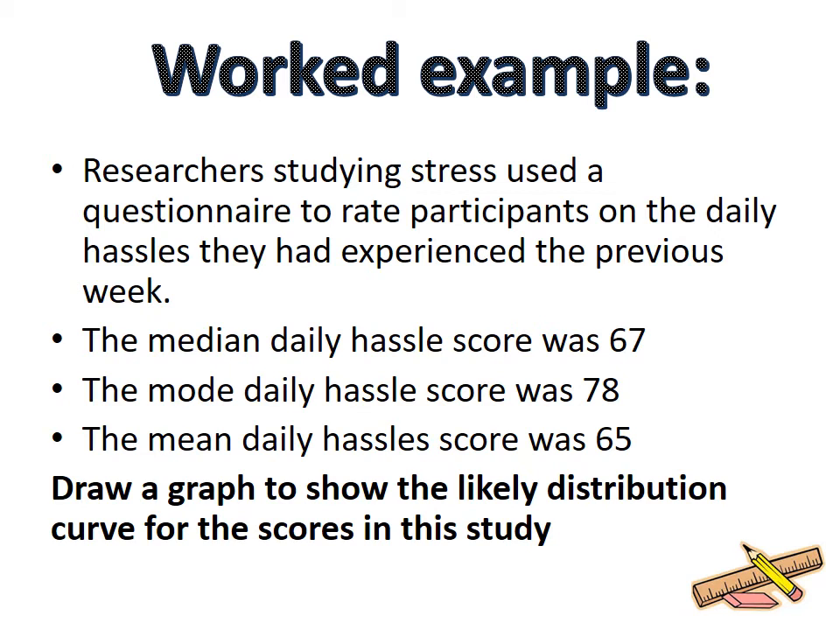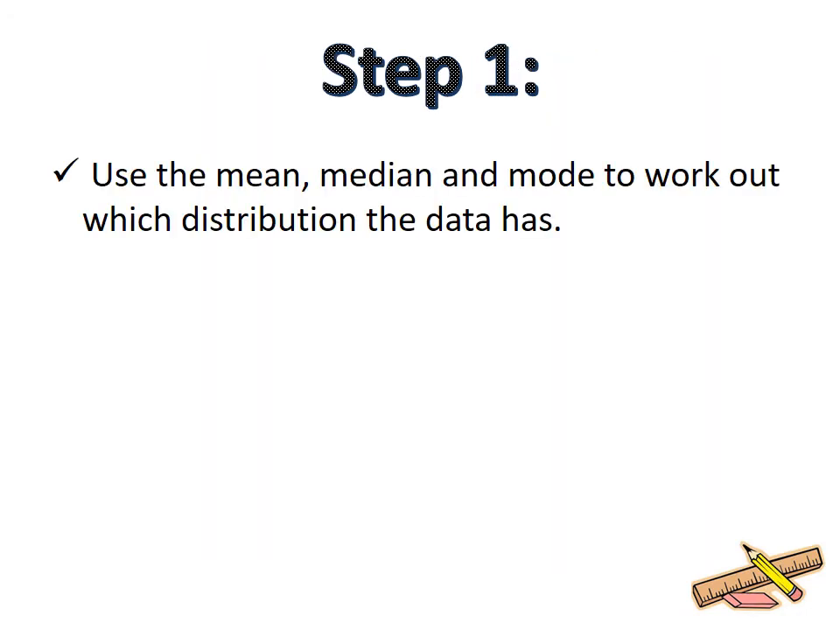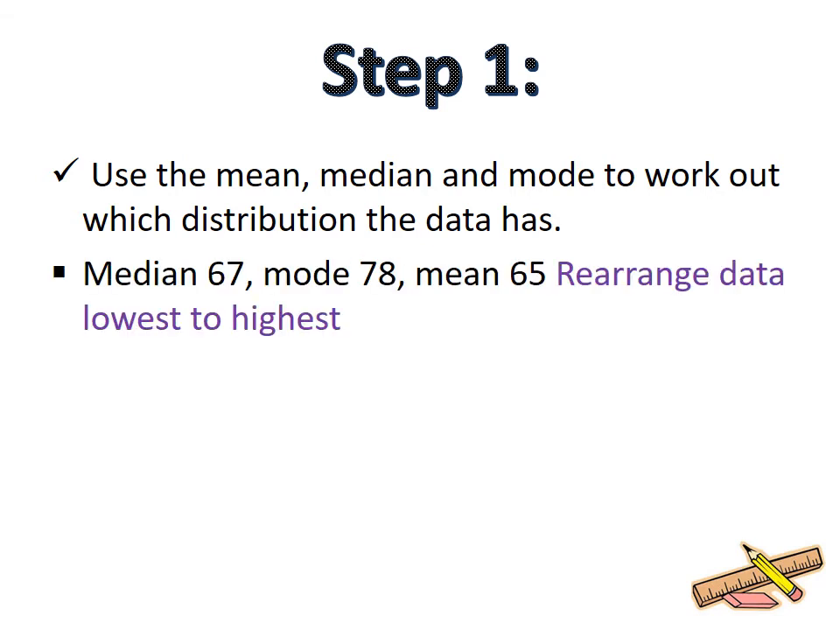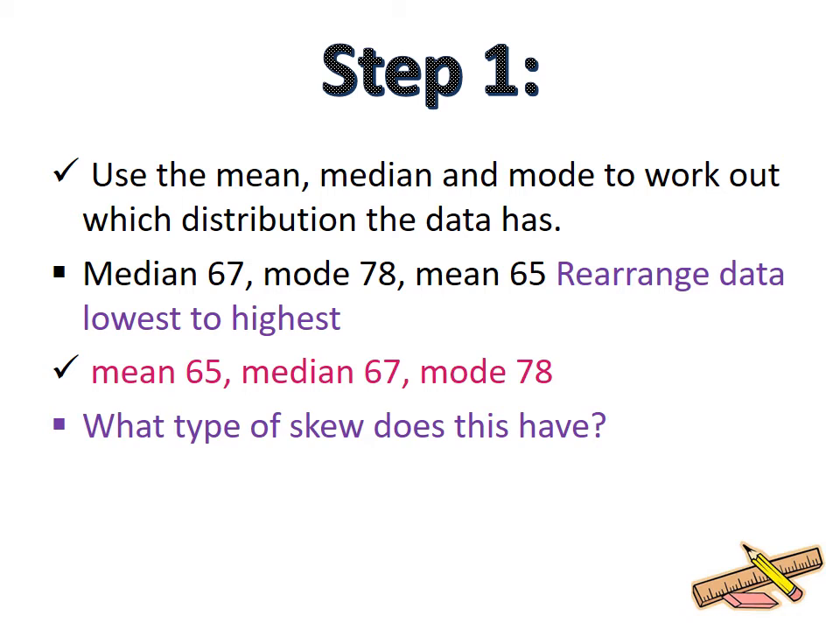So let's work through this with our bits of paper. Pause the video if you need to go and get a bit of paper and a pencil, maybe a ruler. So step one, we need to rearrange the data from the lowest to the highest. So it would now look like this. The mean is 65, the median 67, the mode 78. We already know, or we can work out from this, what that skew is likely to be. Come on, have a think.